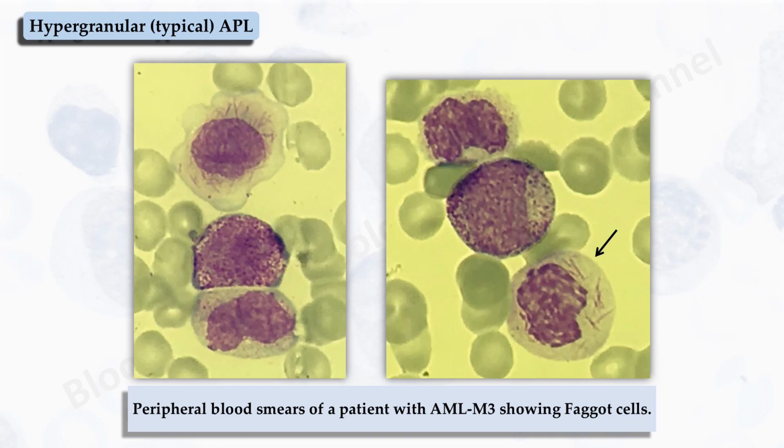Peripheral blood smears of a patient with AML M3 showing faggot cells.